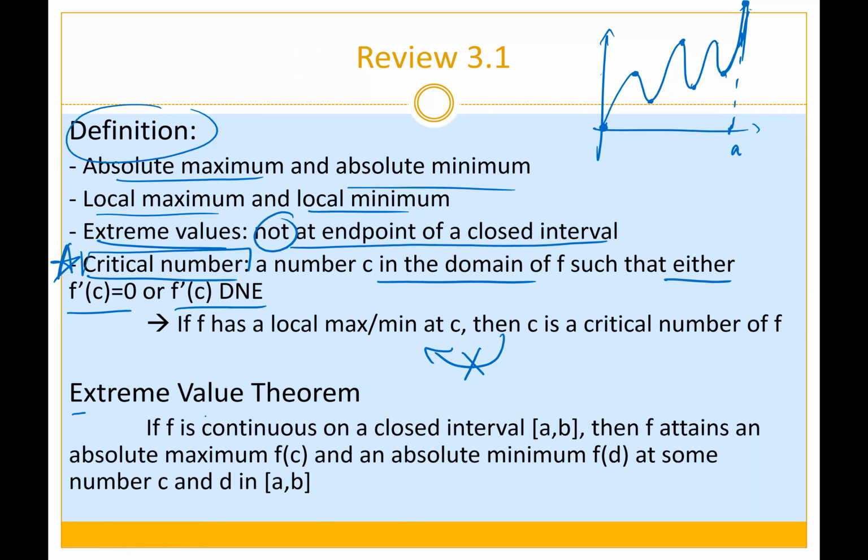Then we have something called the extreme value theorem. The extreme value theorem ensures that you're going to have a maximum and a minimum on an interval for a function that is continuous. So if f is continuous on a closed interval from A to B, then f attains an absolute max and an absolute min at some numbers C and D in A and B. So it ensures that for any continuous function on an interval, there will always exist an absolute maximum and an absolute minimum.